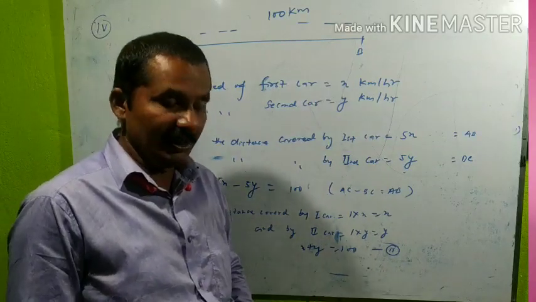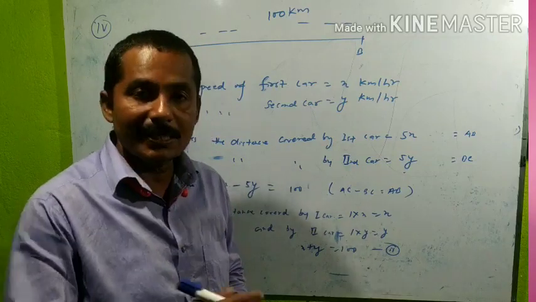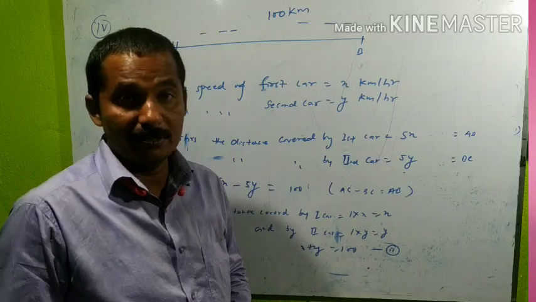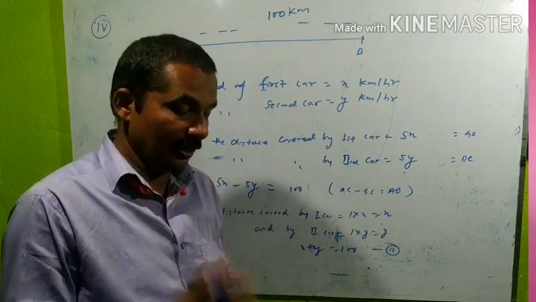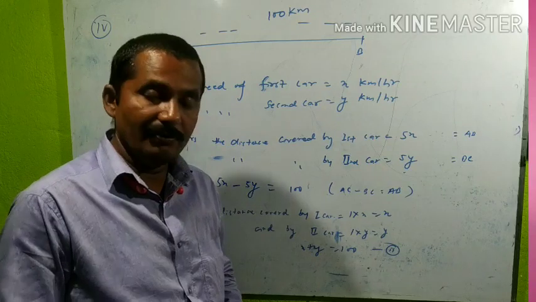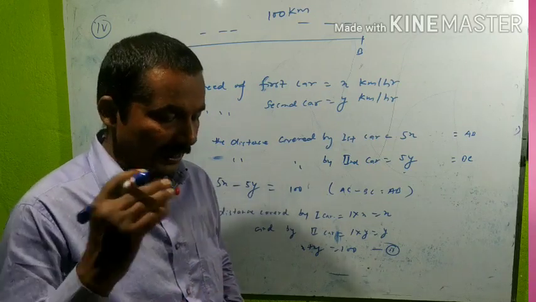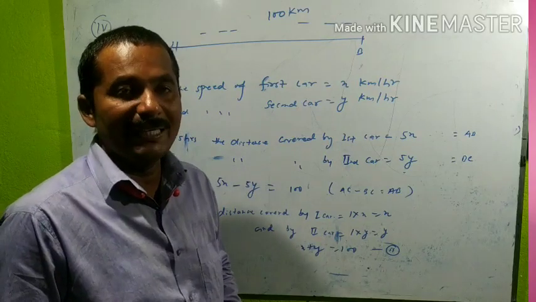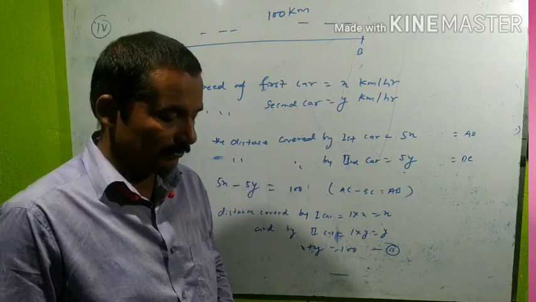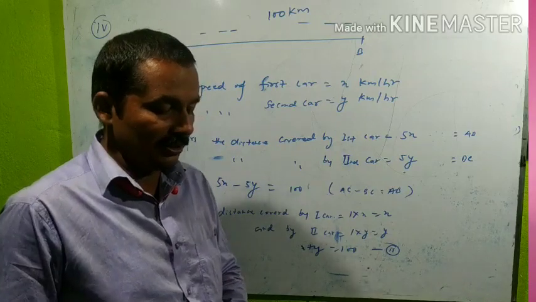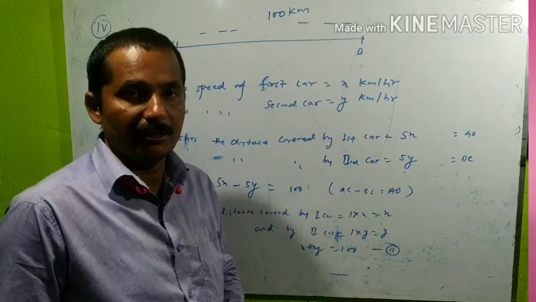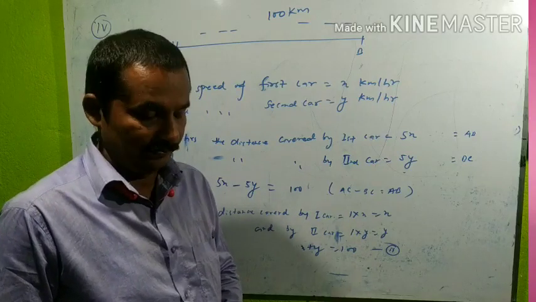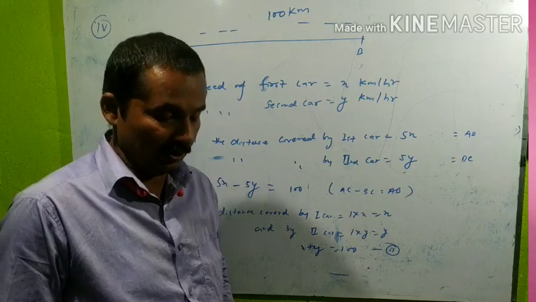The condition is: if the cars travel in the same direction but at different speeds, they meet in 5 hours. And the second condition is, if they travel towards each other, then they meet in 1 hour. What are the speeds of the two cars?